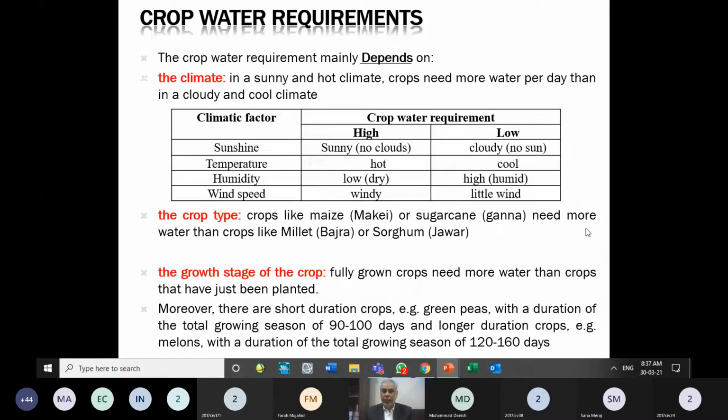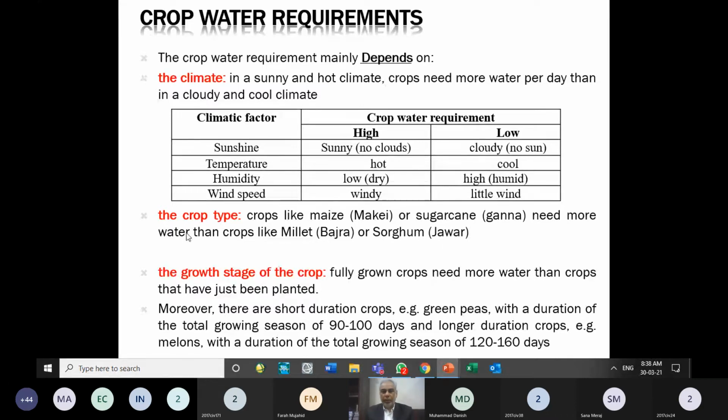Maize, sugarcane, we are using these names so that you should be familiar with these crops. Civil engineers are not usually familiar with the agriculture terminology, but because you are the provider of the water for this agriculture system, you should be familiar with these names so that you can better discuss it with the agriculture extension people who are also working in the same area.